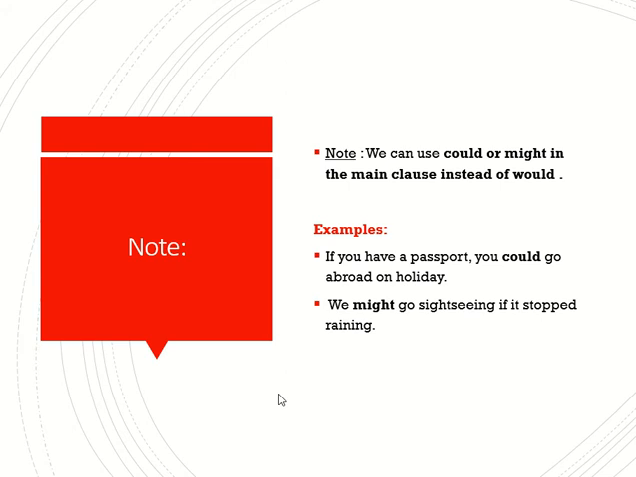Another note here: we can use could or might in the main clause instead of would. For example, if you have a passport, you could go abroad on holiday. So here you can say you could, you would, you might. With the second conditional, you can use could, might, or would in the second part, the main clause of the sentence. Look at the second example: we might go sightseeing if it stopped raining. We might go sightseeing, we could go sightseeing, or we would go sightseeing if it stopped raining. So don't forget this note.